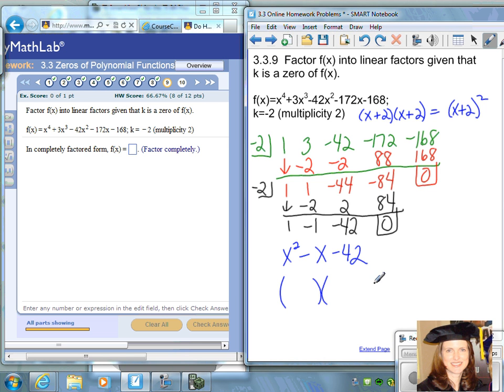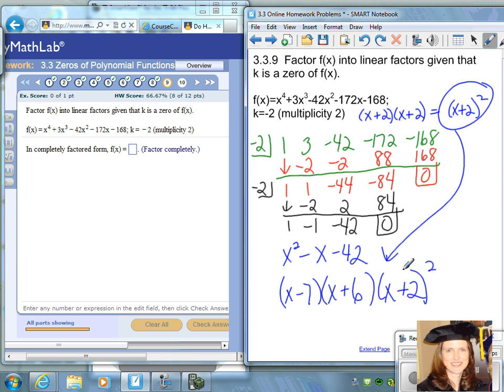This is one of those, like in the review, when you factor x squared minus x minus 42, the factors of negative 42 that add up to negative 1 would be minus 7 and plus 6. Now we're going to use that as part of our answer, but we also know that this is part of the answer as well. So x minus 7 is a factor, x plus 6 is a factor, and x plus 2 quantity squared is a factor.